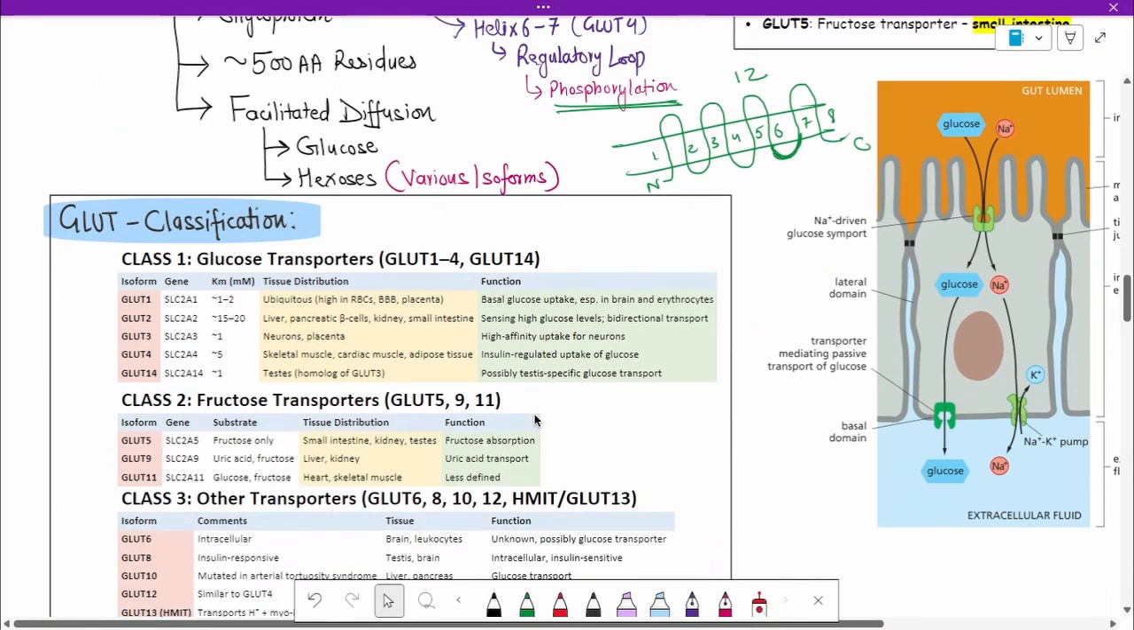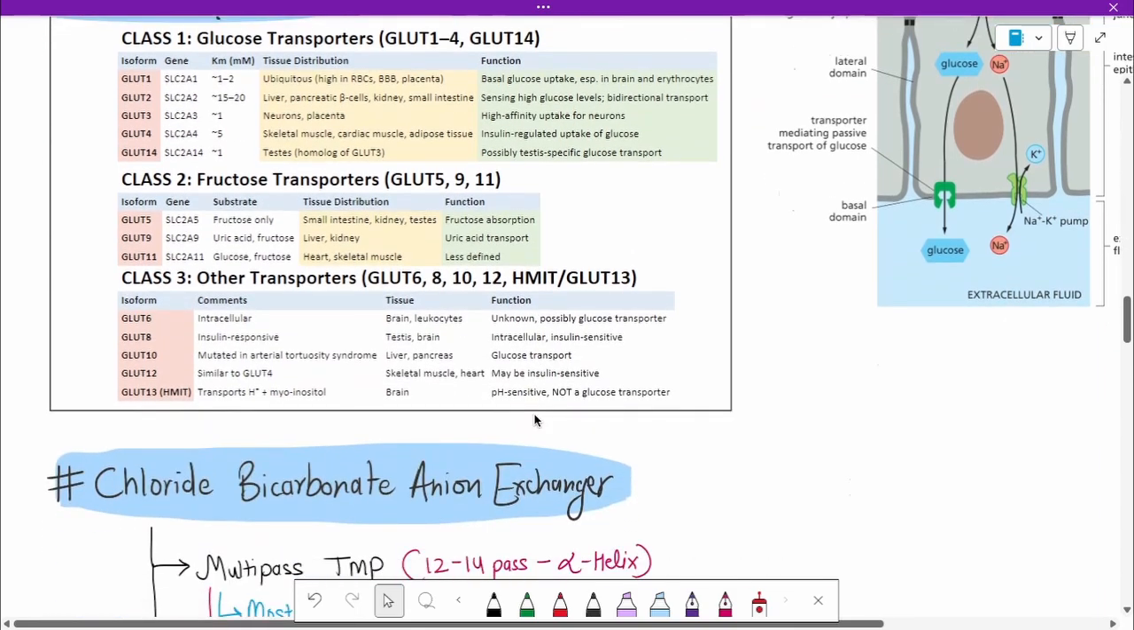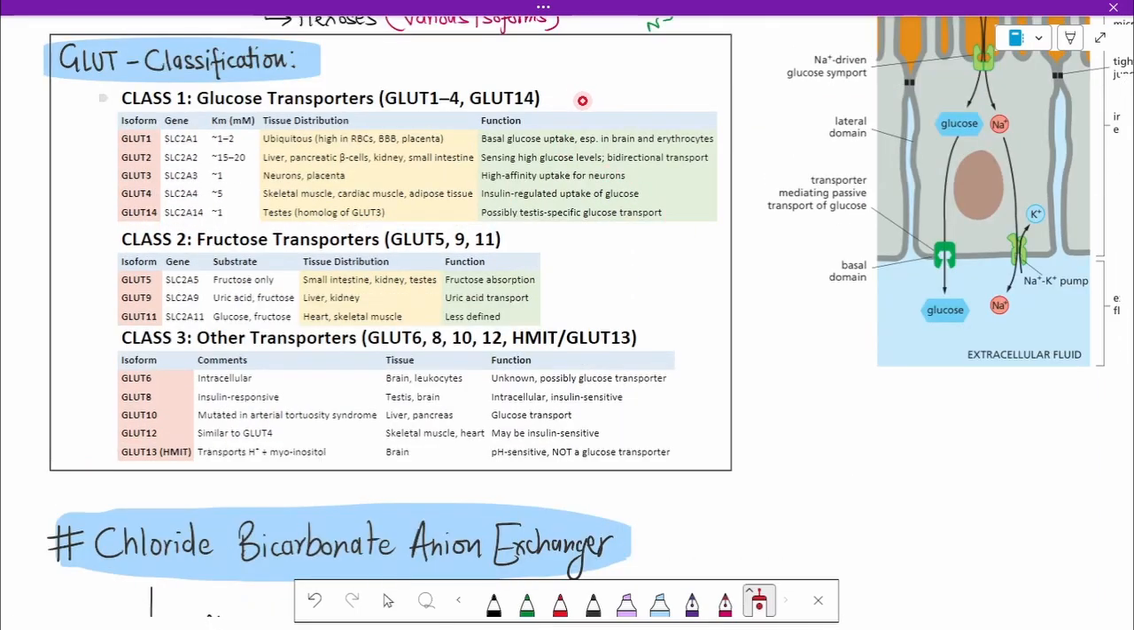Now let's talk about glucose transporter classification. All we need to know is that glucose transporters can be classified into 3 basic categories: class 1, class 2, and class 3 transporters. Class 1 transporters are exclusive for glucose transport across various cells. Class 2 transporters are exclusive fructose transporters. And class 3 transporters transport some other molecules. These are specific for a physiology class, and we will need to know only a few of these transporters for now.